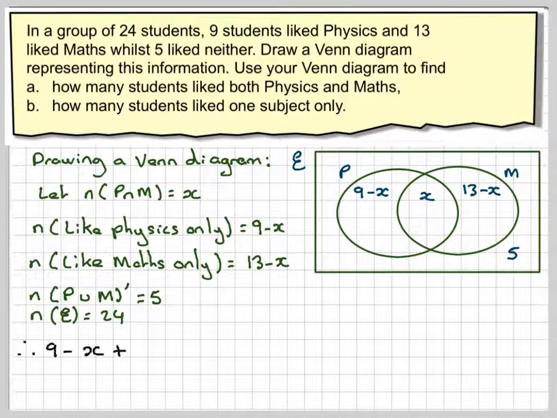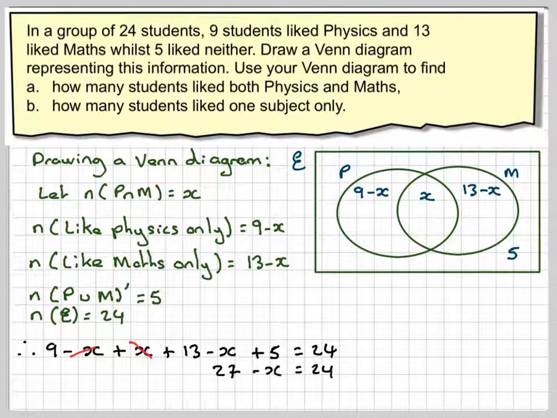So forming an equation, 9 minus x plus 13 minus x plus 5, don't forget the plus 5, must be equal to 24. So minus x and minus x combine, then 9 plus 13 plus 5 makes 27. So 27 minus 2x is equal to 24, and therefore x is equal to 3.